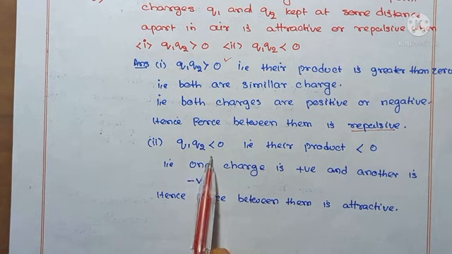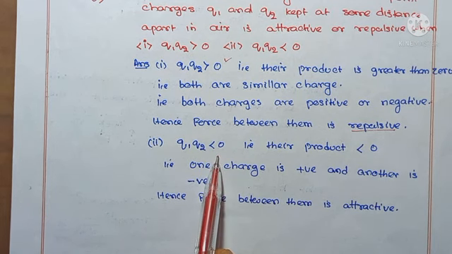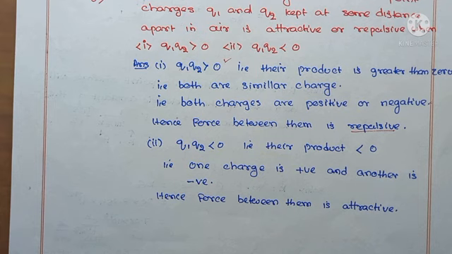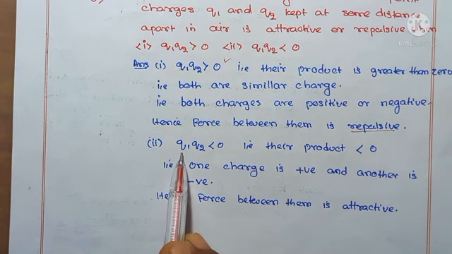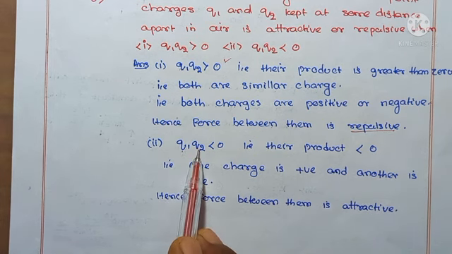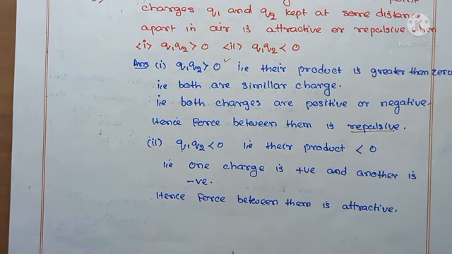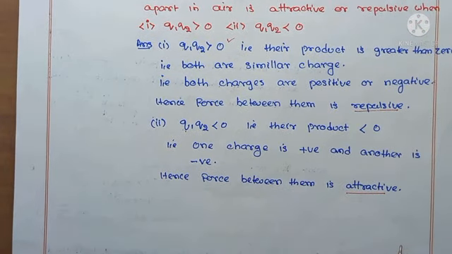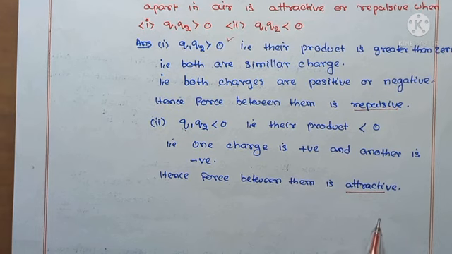Now second case, when Q1 Q2 is less than 0, that means the product of the two charges is less than 0. Then how is it possible? That means one charge must be positive, another charge must be negative. If the first one is positive, the second one is negative, or if the first one is negative, then the second one is positive. When both are dissimilar charges, or different types of charges, then there is a force of attraction. So the force will be the attractive force.